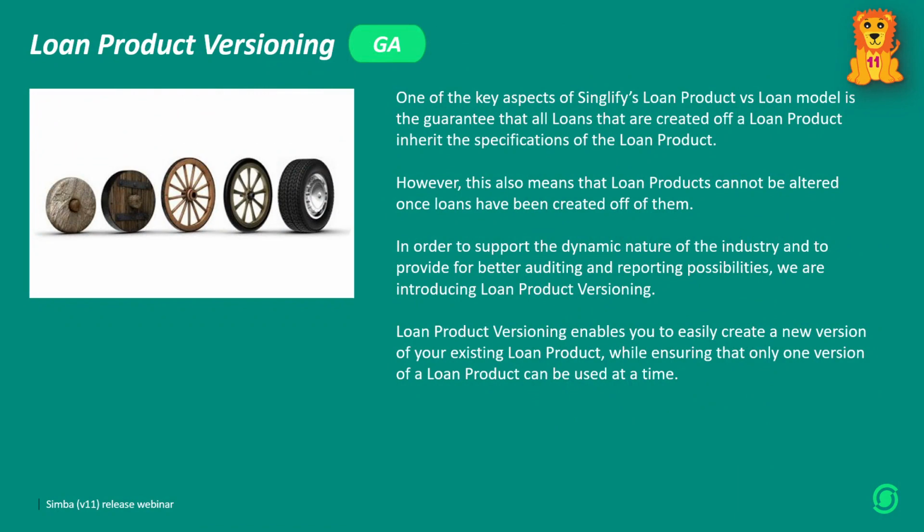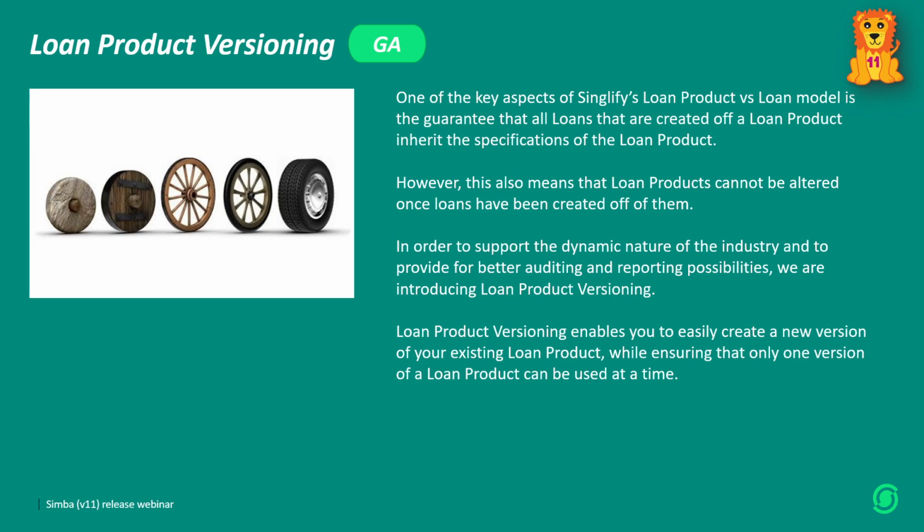The next feature is loan product versioning. One of the key aspects of Singlify's loan product versus loan model is the guarantee that all loans that are created off a loan product inherit the specifications of the loan product. However, this also means that loan products cannot be altered once loans have been created off of them.